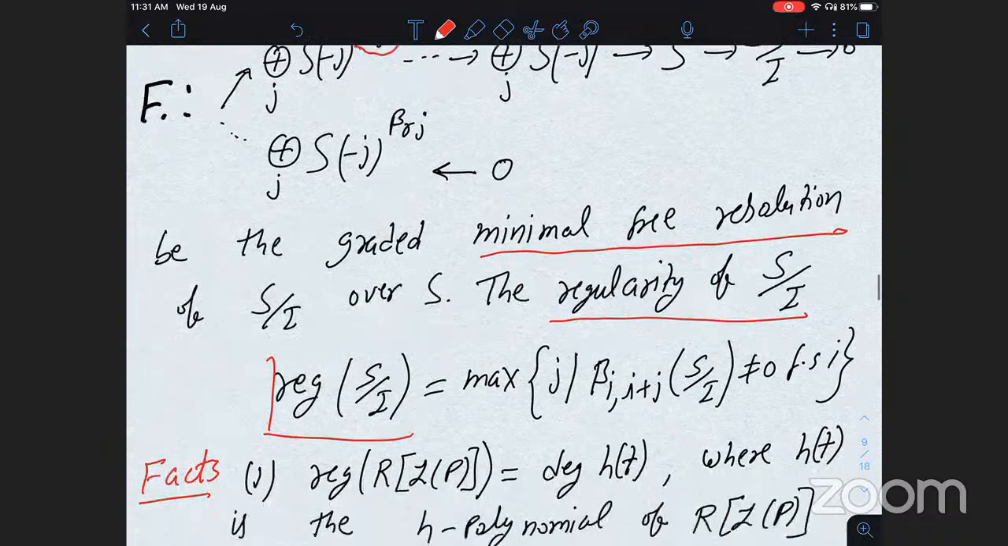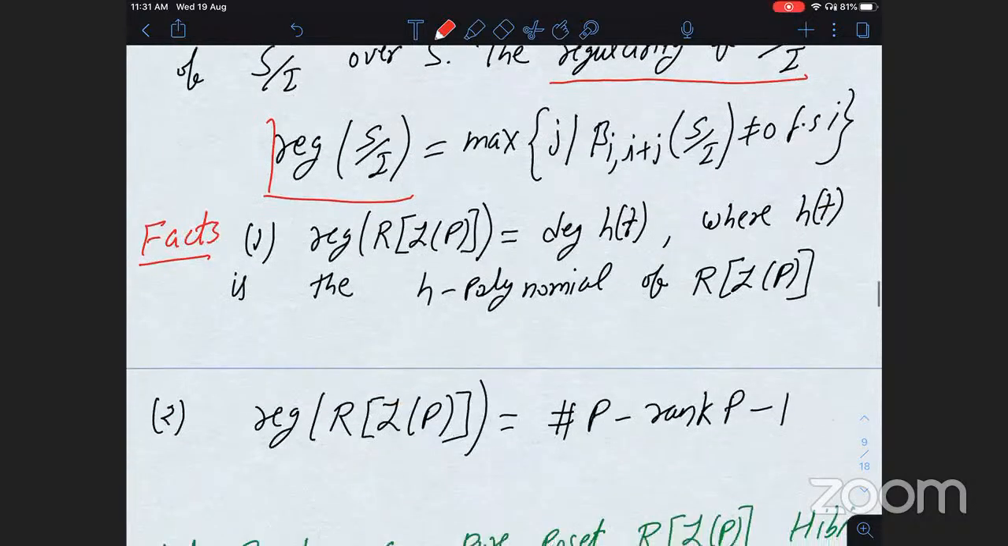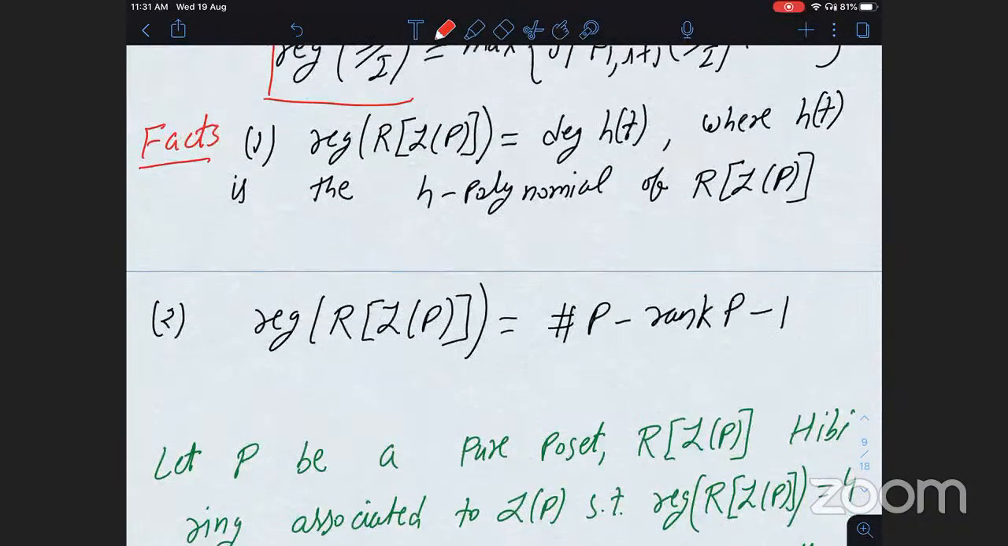So now there are two facts. One is that the regularity of the Hibi ring R[P], where P is a finite poset, is equal to the degree of the h polynomial. Note that the h polynomial is actually the numerator of the Hilbert series of the ring R[P]. The second fact is that the regularity of R[P] is equal to the cardinality of P minus the rank of P minus 1.